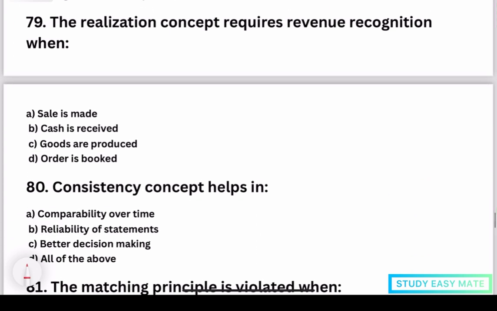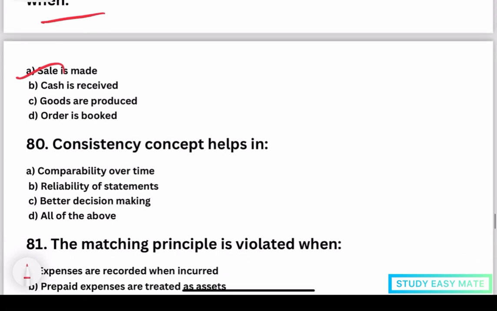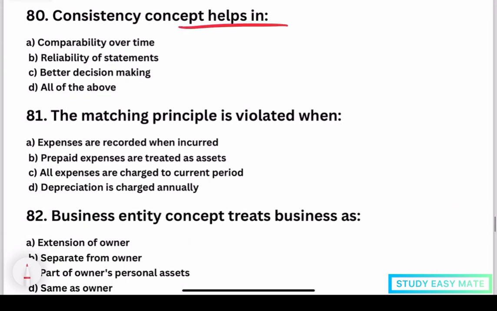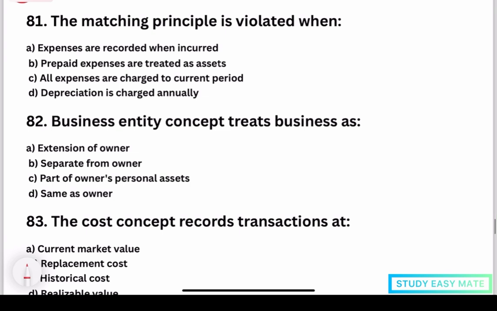So 79, the realization concept requires revenue recognition when a sale is made. Because when goods are delivered or services are performed, right? Not when cash is received or goods are produced or the orders are booked. So 80, the consistency concept helps in all the above: comparability over time, reliability of statements, better decision making.